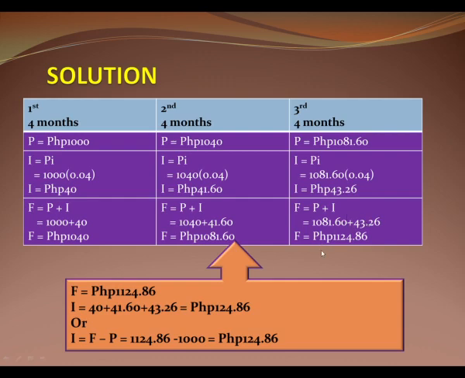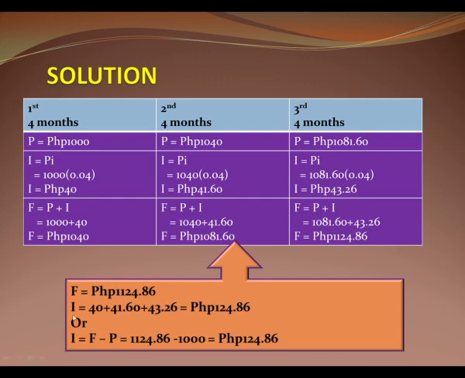Then the final value at the end of the last conversion period is 1,124.86. Now this 1,124.86 will be considered as the compound final amount.